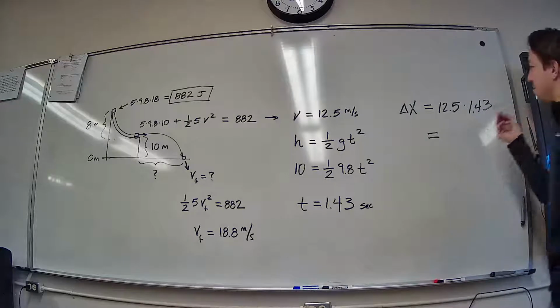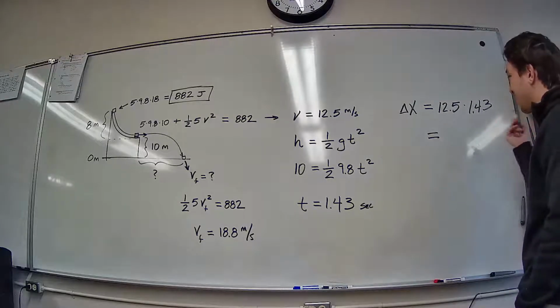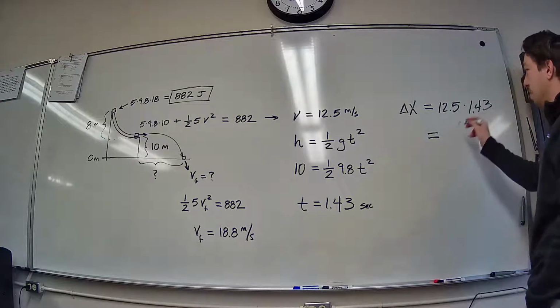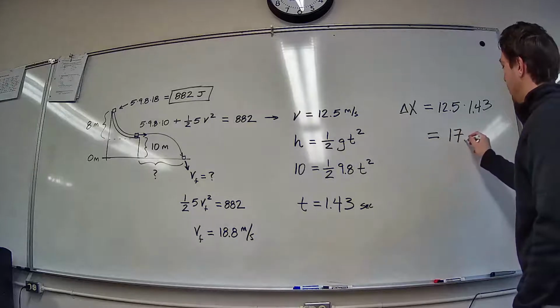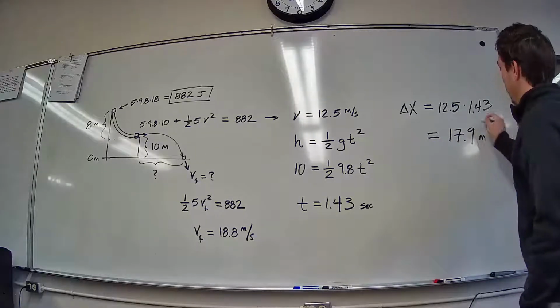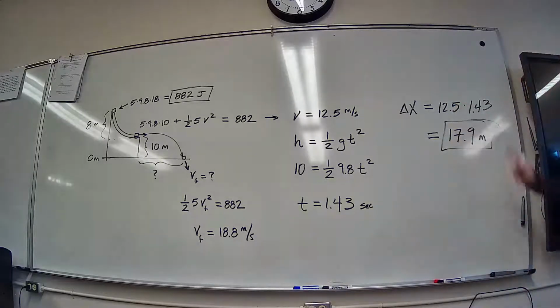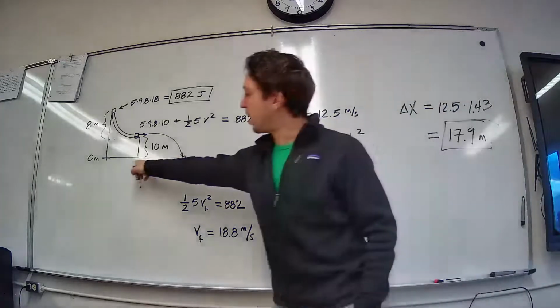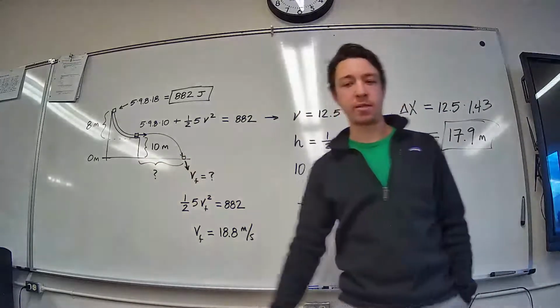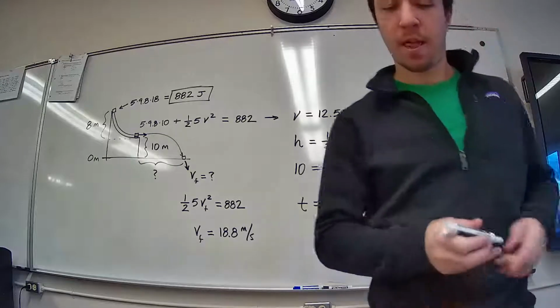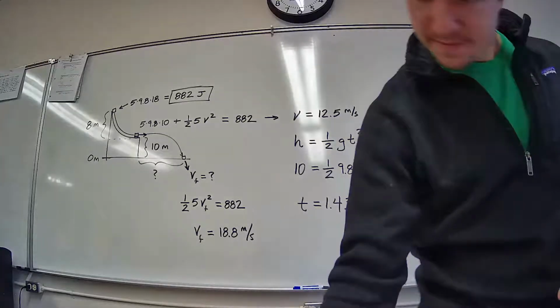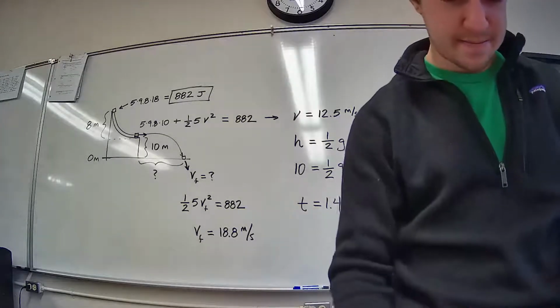So that's like 18 or something? It's 17.9. All right. So that is how far it would have traveled horizontally before it hits the ground. Do we feel good about that?